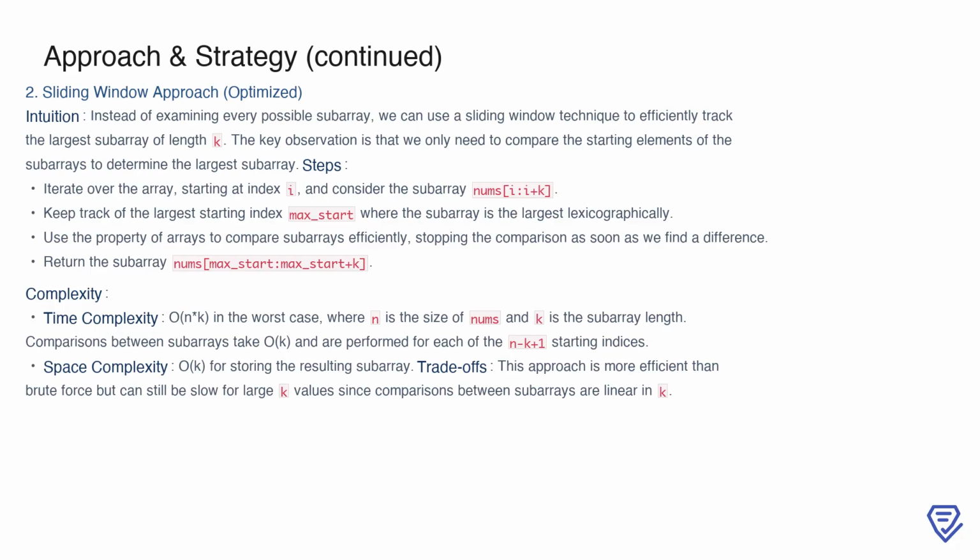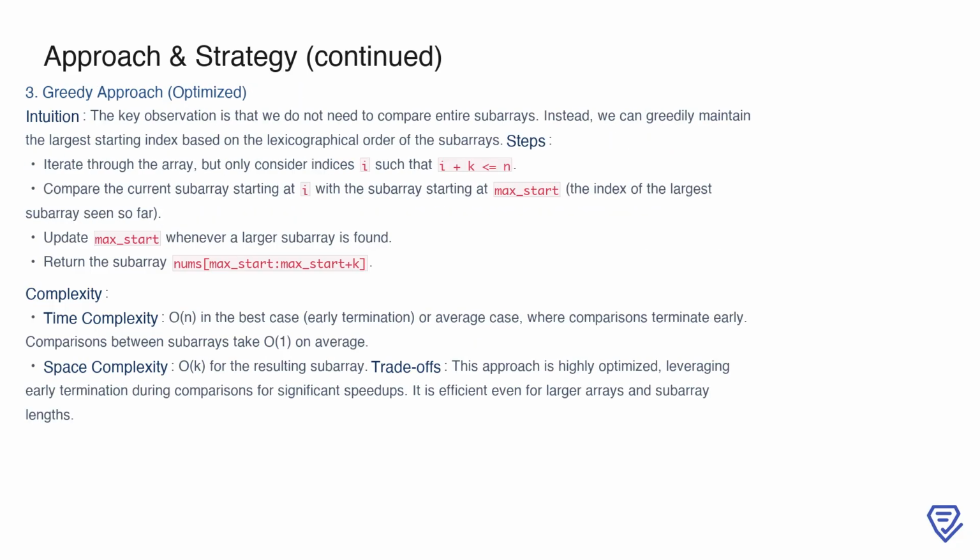While still not optimal for all cases, the sliding window method is significantly faster than brute force, with a time complexity of O(n*k). However, for very large k values, this approach can still be suboptimal due to the linear cost of subarray comparisons. To further optimize, we use the greedy approach, which eliminates unnecessary comparisons by focusing solely on maintaining the largest starting index as we iterate.